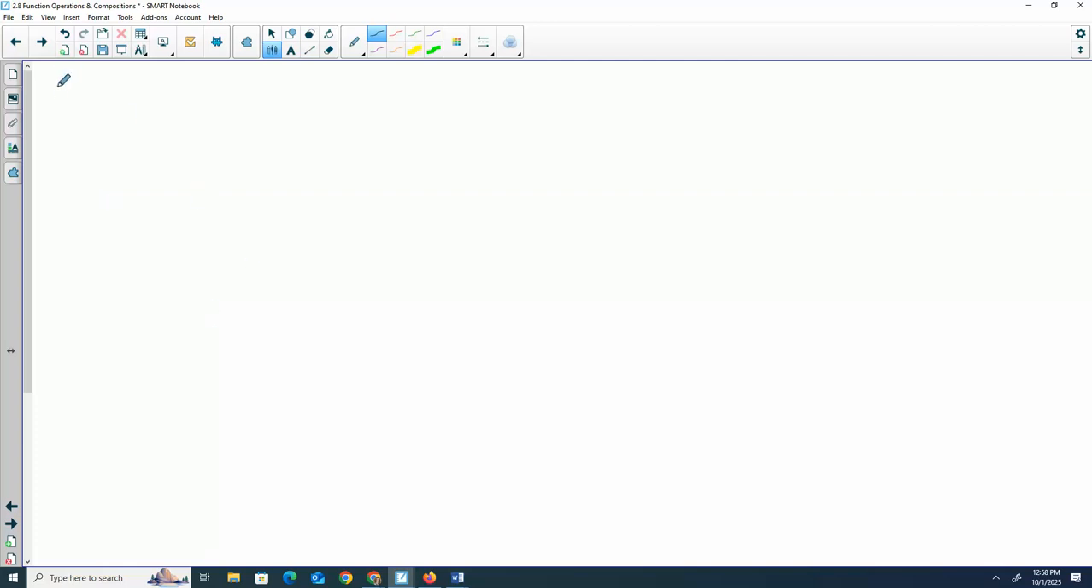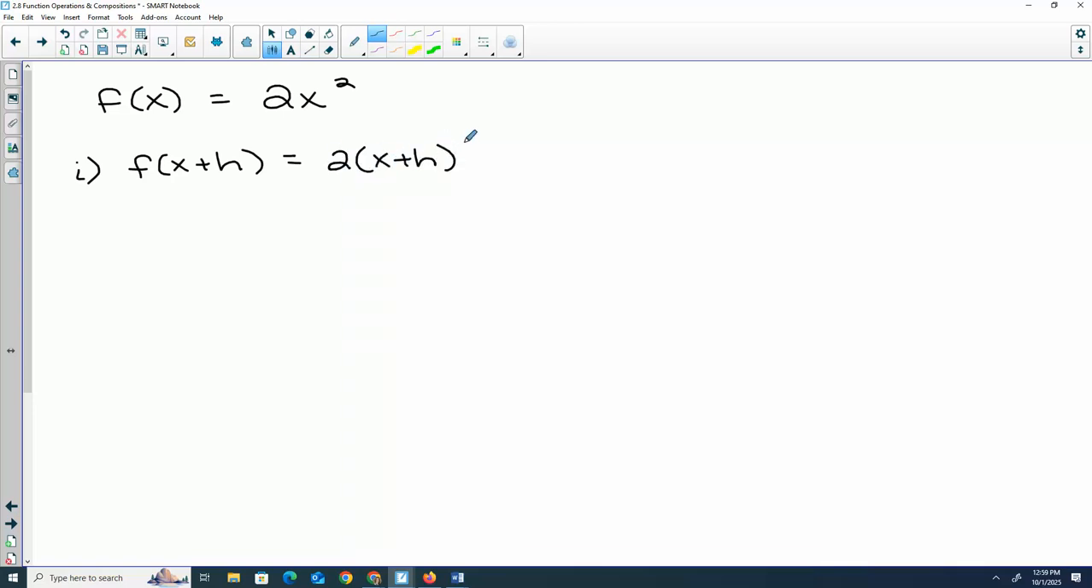Okay. What if I said f of x equals 2x squared? So the first thing I would ask you to find is f of x plus h. So what does that mean? Replace x with x plus h. How would you square that? FOIL it. So this means x plus h times x plus h.